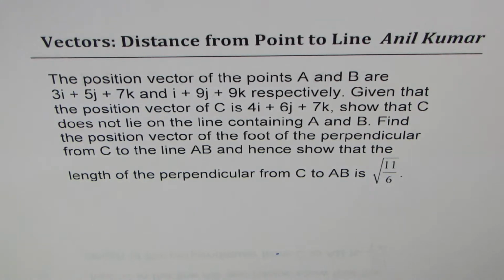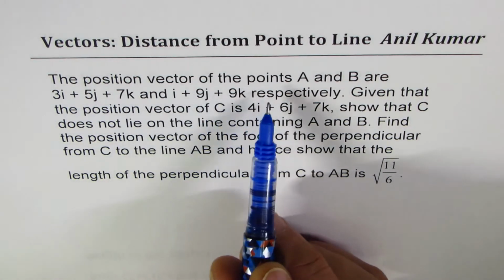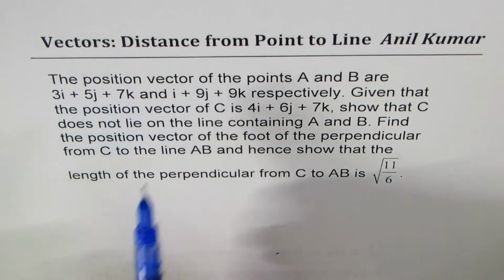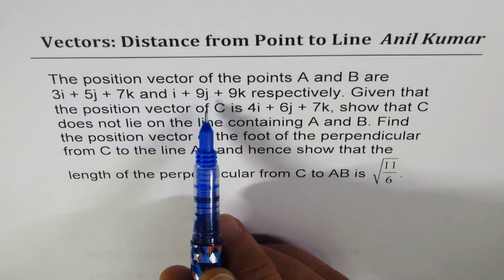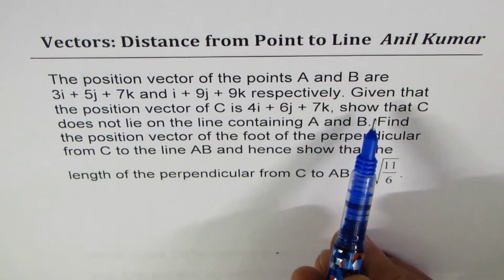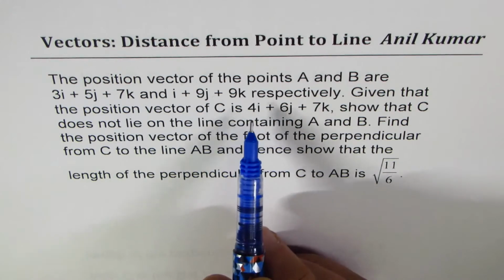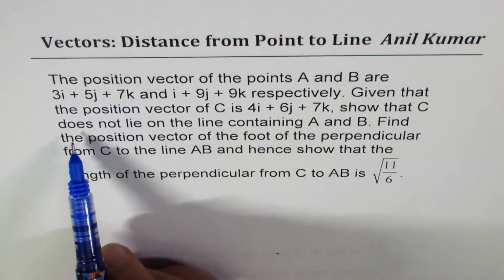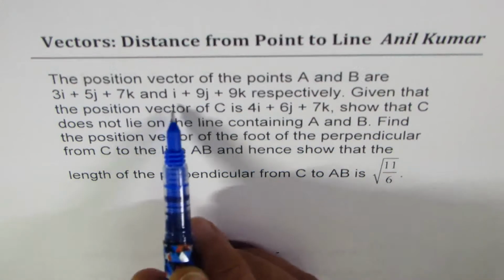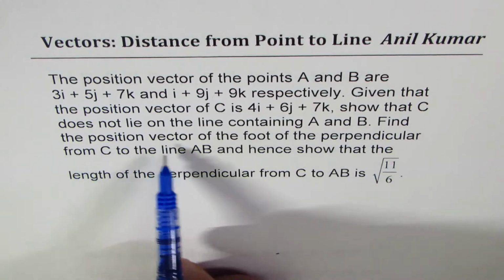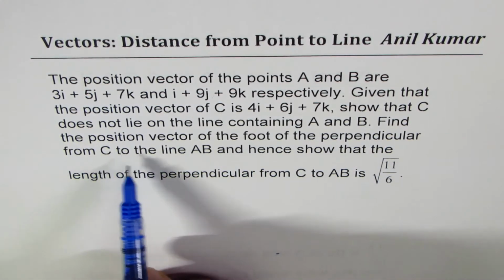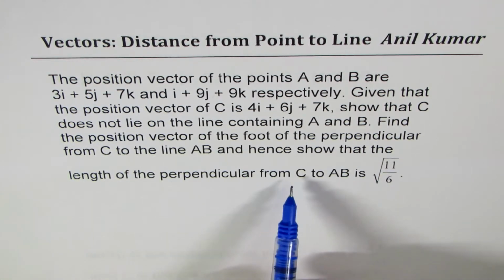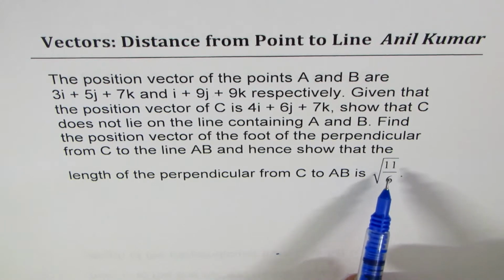The question here is: the position vectors of points A and B are 3i plus 5j plus 7k and i plus 9j plus 9k respectively. Given that the position vector of C is 4i plus 6j plus 7k, show that C does not lie on the line containing A and B. Find the position vector of the foot of the perpendicular from C to the line AB, and hence show that the length of the perpendicular from C to AB is square root of 11 over 6.